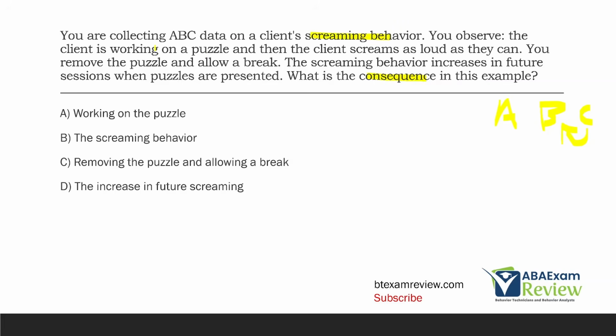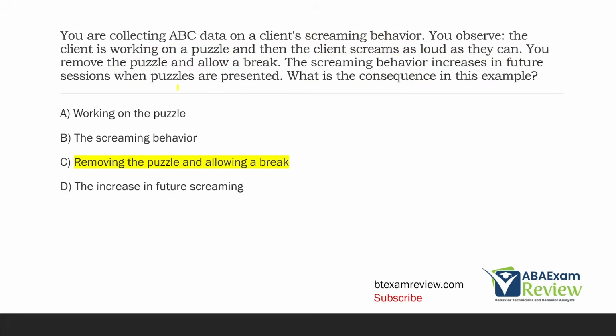You see the client is working on a puzzle. The client screams as loud as they can. You take away the puzzle and give a break. Now what happens? The screaming behavior has increased. So our antecedent is what? Well, they're working on the puzzle, because our behavior is the client screams as loud as they can. The consequence is puzzle is removed, break is given, and it causes the behavior to increase in the future. So what's our consequence? Well, it's going to be C, removing the puzzle and allowing a break.